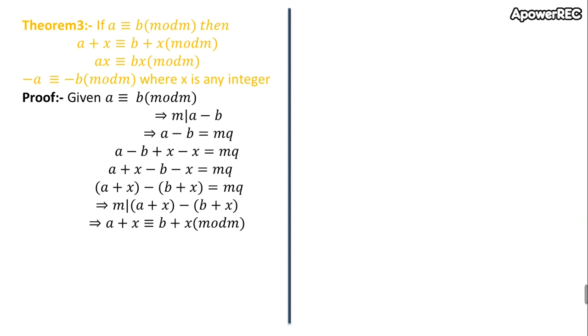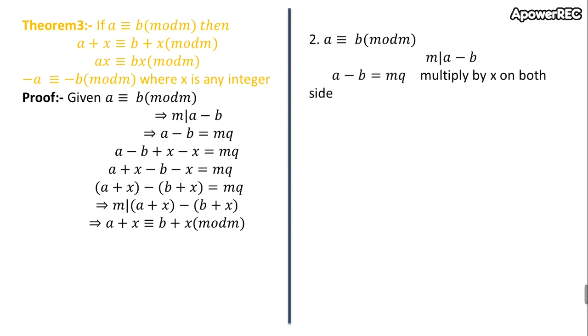This proves the first case. Now come to the second case. A congruent to B mod M is a given congruence, which is nothing but M divides A minus B, which is nothing but A minus B equals MQ. Multiplied by X on both sides, we get (A minus B) times X equals MQX.